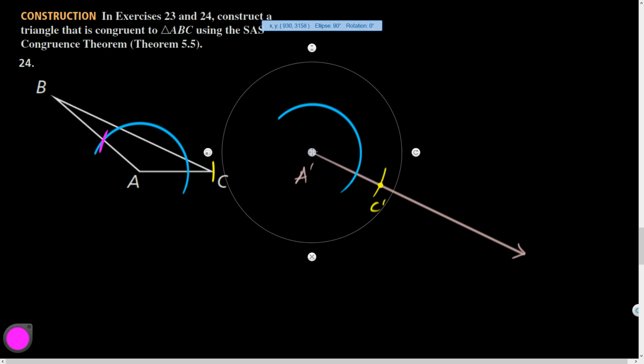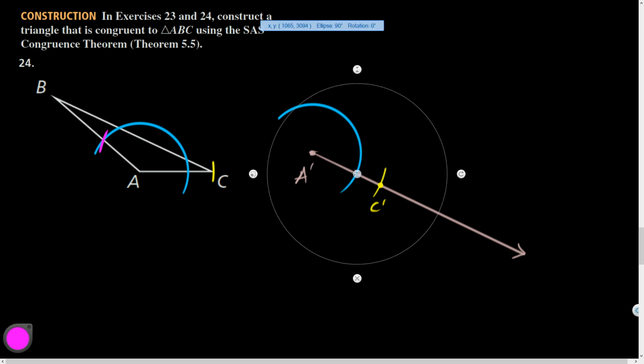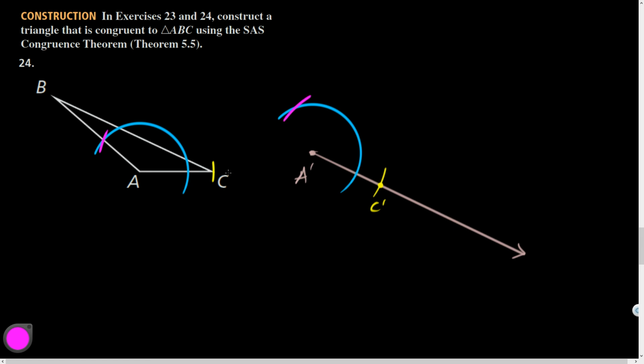Oh, guys, ha! I almost did it wrong there. That scared me. I lined it up at A prime, but I've got it right here. And so this intersection, all right, so here's the purple center, purple arc, purple arc.